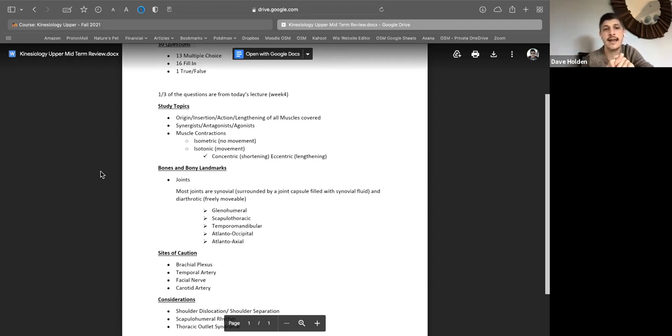Synergists, agonists, and antagonists. We've talked about different types of muscle contractions: isometric, concentric, eccentric. Make sure we know those. The bones and bony landmarks and the joints that we've covered, make sure we know the names and the kind of joint and what kind of movement they do.